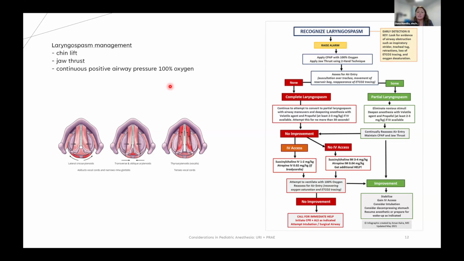Laryngospasm is the most common respiratory event, and it's also the one that leads to the cardiac arrest, like we talked about before. And there are certain maneuvers that you can do that stop the laryngospasm. And honestly, there is an algorithm here that is a little bit elevated above me, but I just wanted to include it here because there are algorithms particularly for laryngospasm, because within the PRAE, laryngospasm is actually the most studied out of that.